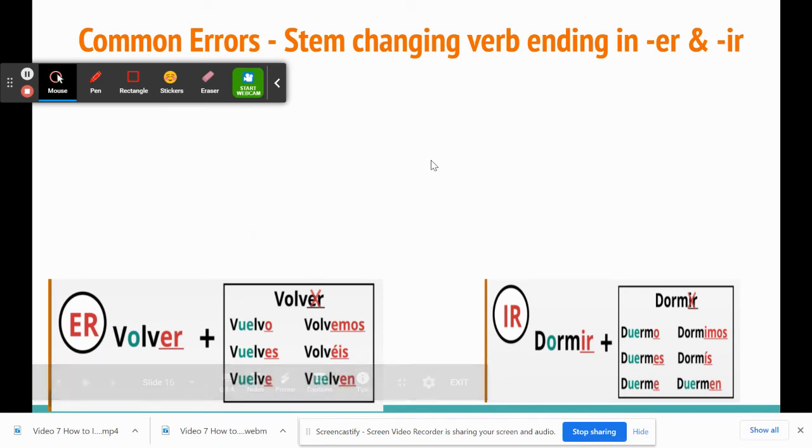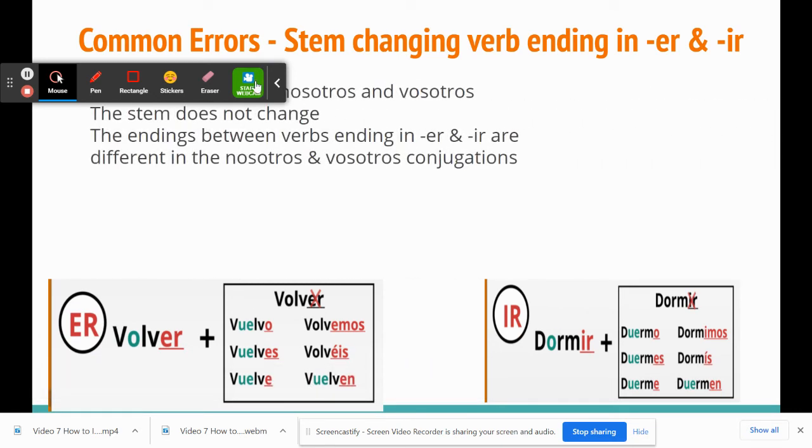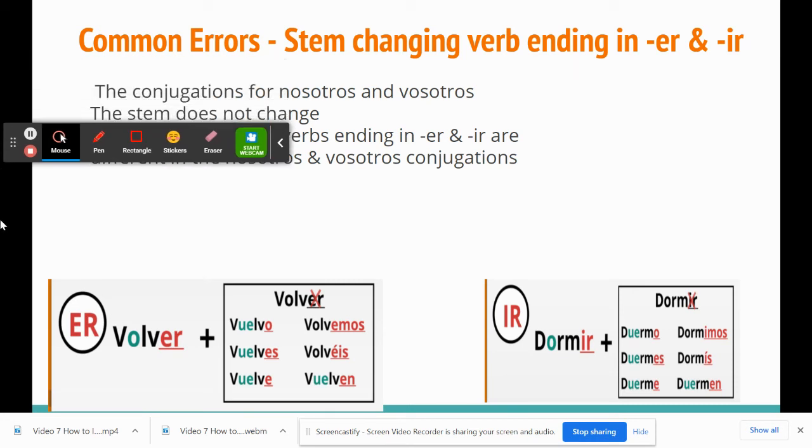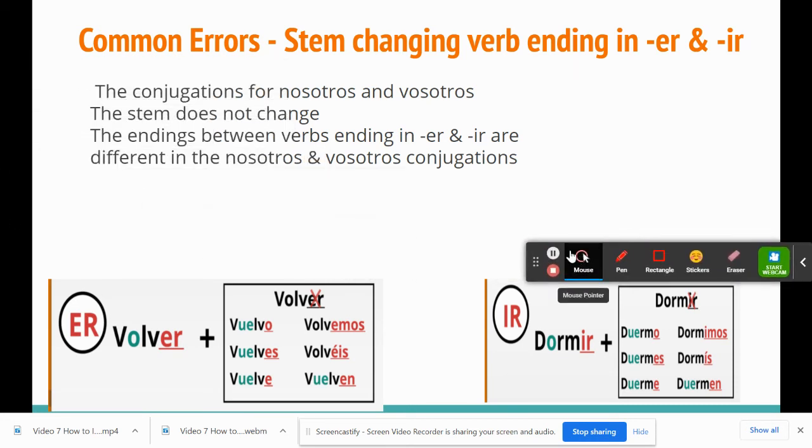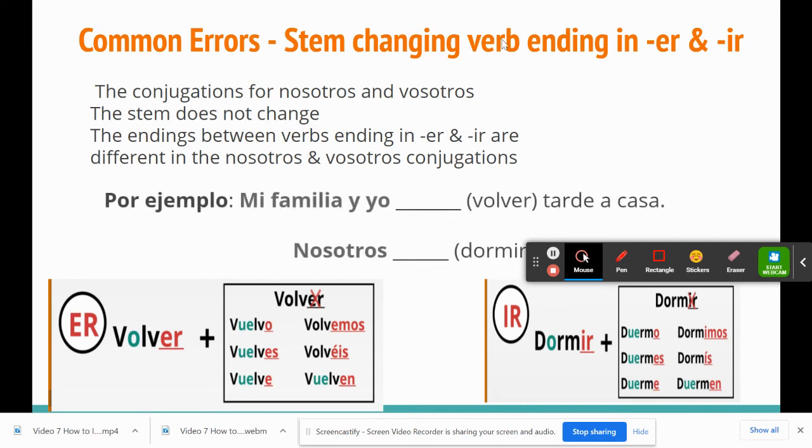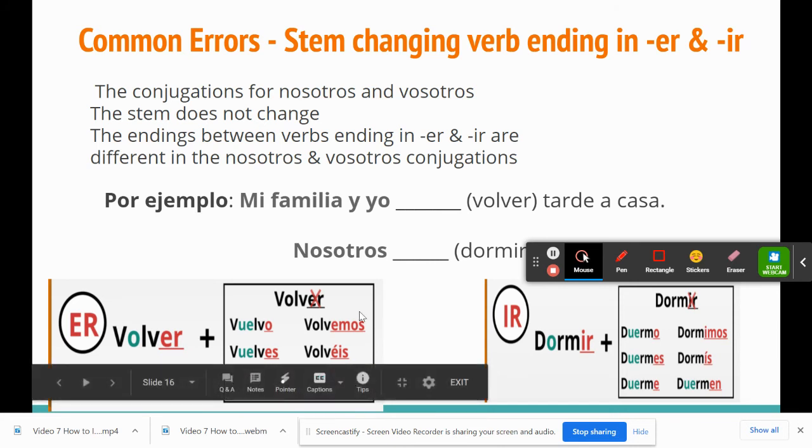All right. Common errors among students when they practice stem changing verbs. These are the most common errors: the conjugations for nosotros and vosotros. Please be mindful that the conjugations for stem changing verbs for nosotros and vosotros do not change in the stem. The O does not change to UE.